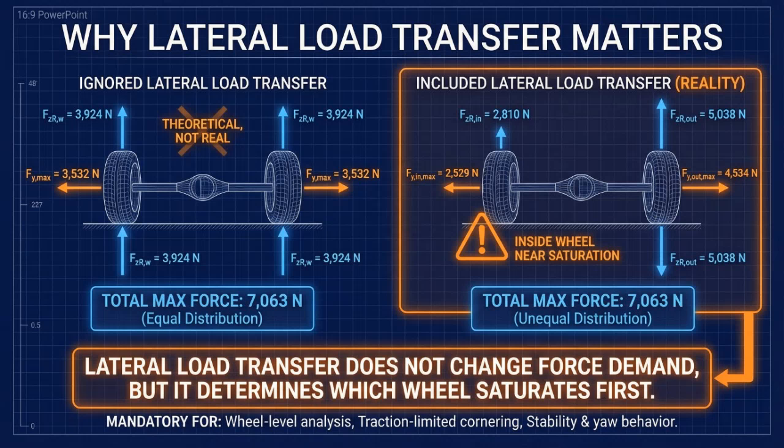In reality, lateral load transfer makes the outside wheel heavily loaded and the inside wheel lightly loaded. The inside wheel therefore sits much closer to its friction limit and will lose grip first, especially if any longitudinal force is added during acceleration. This is why vehicle instability begins at a single wheel, not across an axle. Ignoring load transfer hides the true saturation mechanism and leads to unsafe predictions. Hence, lateral load transfer analysis is mandatory for wheel-level force calculations, traction-limited cornering, and accurate stability and control system design.